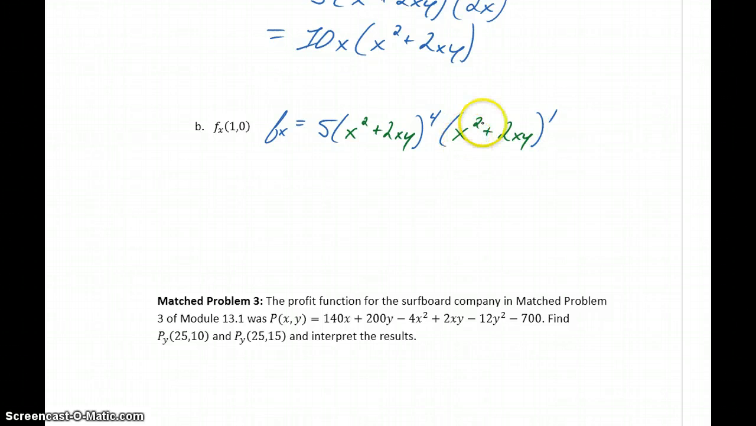Now we're differentiating with respect to x, so we have to take the derivative of this term and the derivative of this term. So that will be 5 times x squared plus 2xy to the fourth times the derivative of x squared, which is 2x, and the derivative of 2xy, where 2 and y are just constants. The derivative of x is 1, so that just becomes 2y.